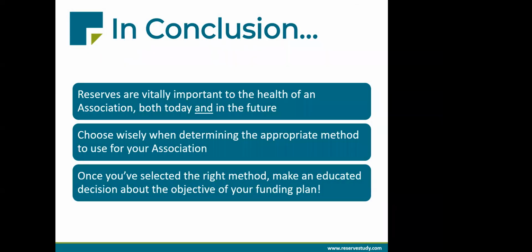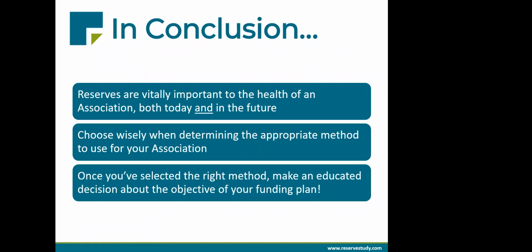Okay, some final thoughts here before we open this up for Q&A. If Abe and I have done our job here today, hopefully everyone agrees that reserves are incredibly important for associations, both in the present and in the future, okay? When you're designing your annual budget, we want to encourage you to think hard and to choose wisely about which method you're using to do that. And once you've chosen that method, I'm not making any secret about this. The pooled method is by far the way we would encourage you to go.